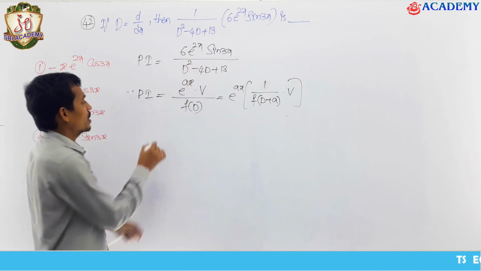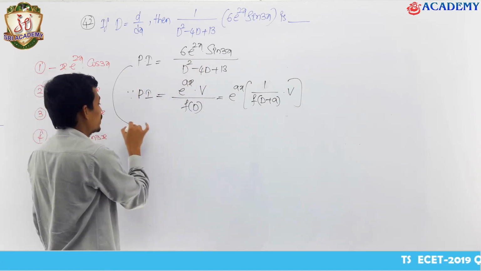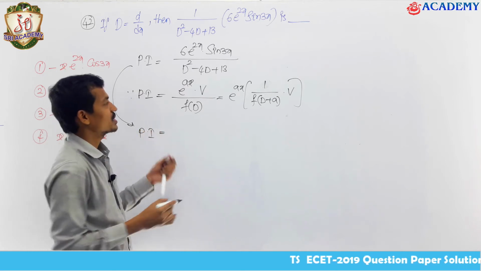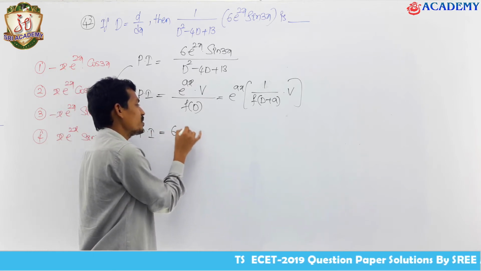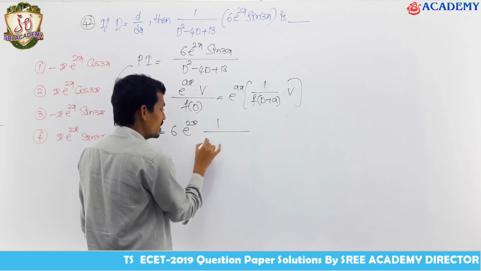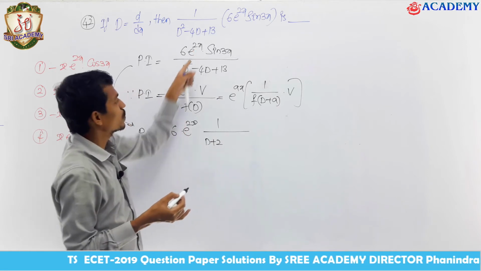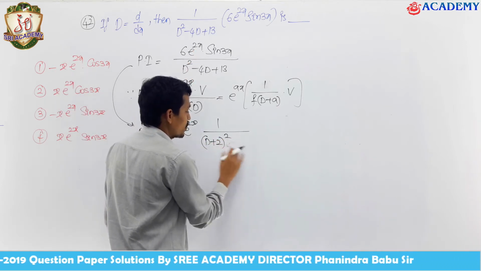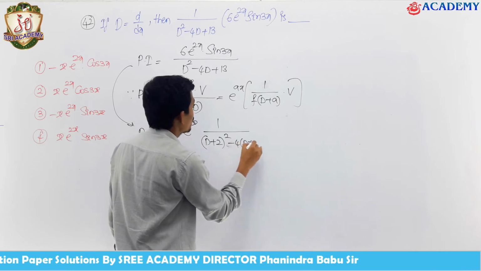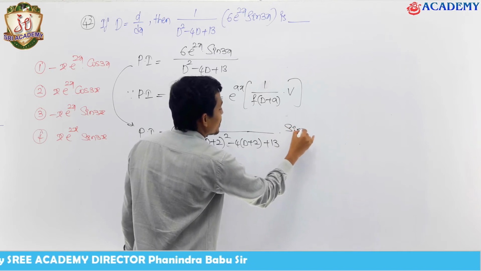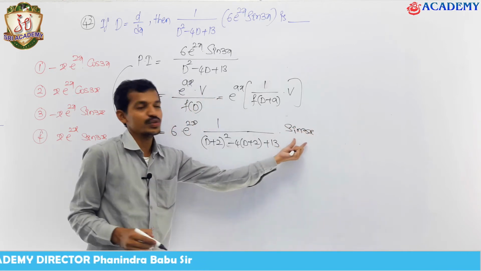I am modifying and writing this particular integral. The particular integral is nothing but 6 into e power 2x into 1 divided by (d plus 2) squared, with a equal to 2, plus minus 4 into (d plus 2) plus 13, into sin 3x. We are not applying this value into this one.